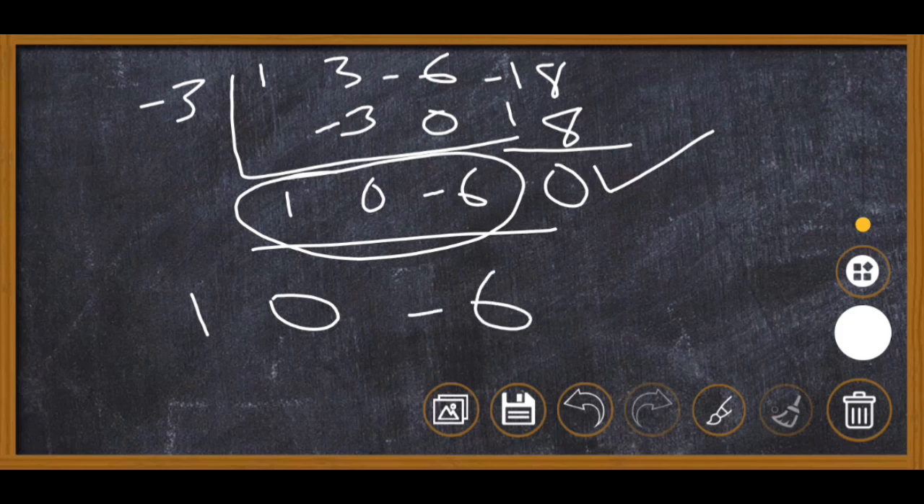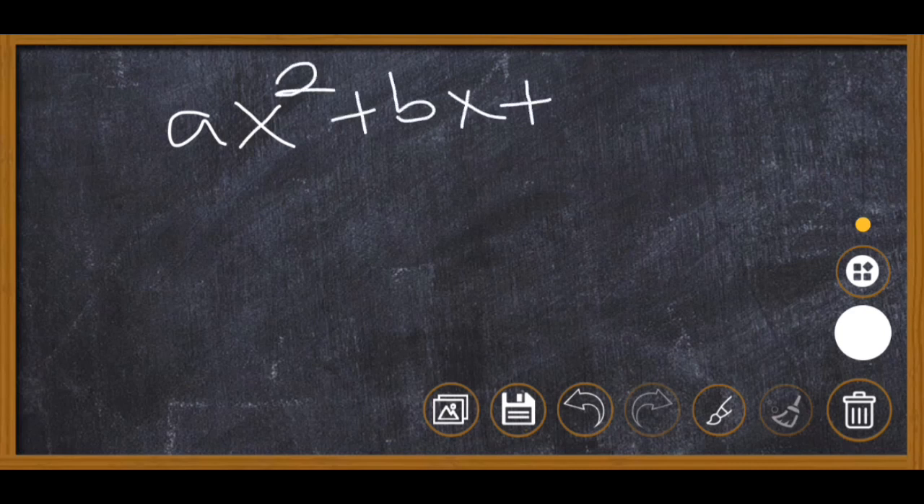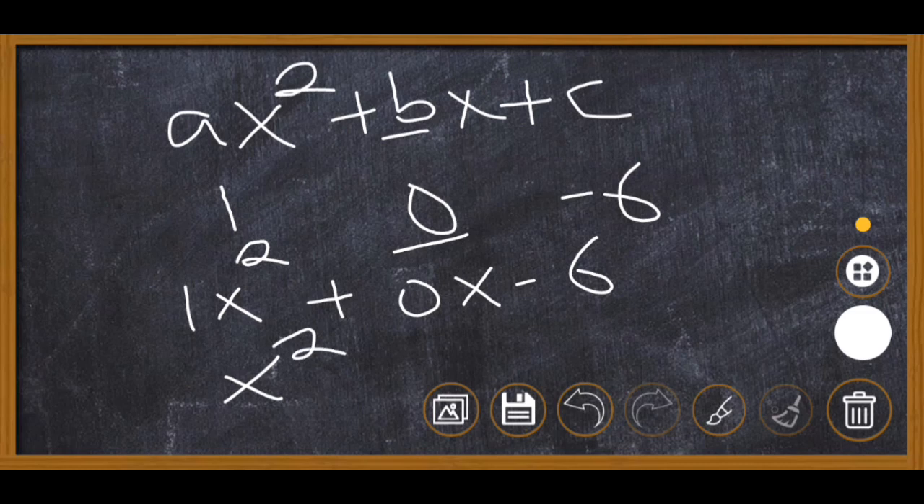So remember, a quadratic equation is of the form ax squared plus bx plus c. So since we have 1, 0, and negative 6, where there is a, we are going to replace with 1, so it's going to be x squared plus, where there is b, we are going to replace with 0, so it's 0x, and then where there is the constant, we are going to replace with negative 6. So in this case, we have x squared plus 0x minus 6. So this is our quadratic equation.